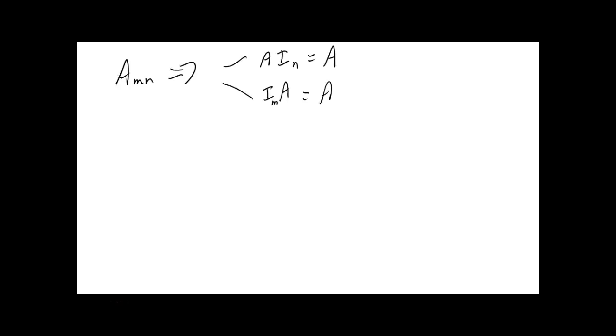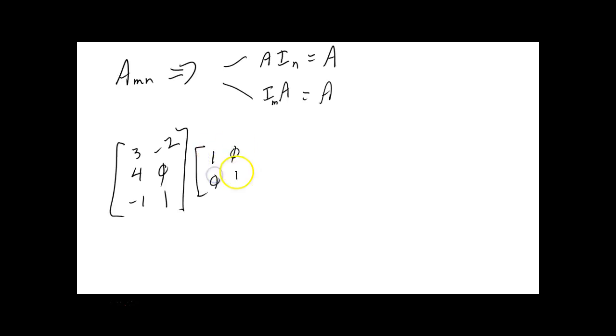So, let's see if we can get example 6 done. Here is a product of two matrices, the first one being 3, negative 2, 4, 0, negative 1, 1. Now, without looking at the book, if I multiply that by an identity matrix, what size does it have to be? 2 by 2. And how would that identity matrix look? 1, 0, 0, 1. Okay, let's multiply those two. Y'all have been doing really well. What size are we going to wind up with? 3 by 2.